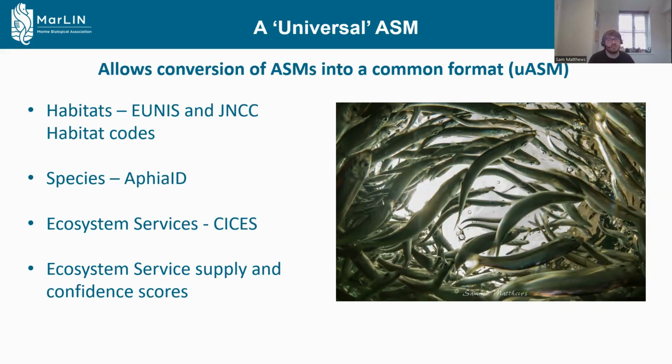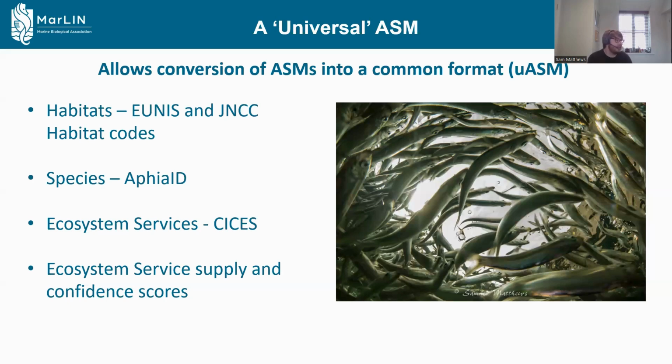Our ecosystem services have also been standardized using a classification system known as CICES, which stands for Common International Classification of Ecosystem Services. And the main reason why we chose this system over other classification systems is that it follows a very similar hierarchy to our habitat codes like EUNIS. So for example, EUNIS has broad scale habitats at levels 3 and 4, whereas our CICES codes have broad scale ecosystem service classifications at levels 1 and 2.